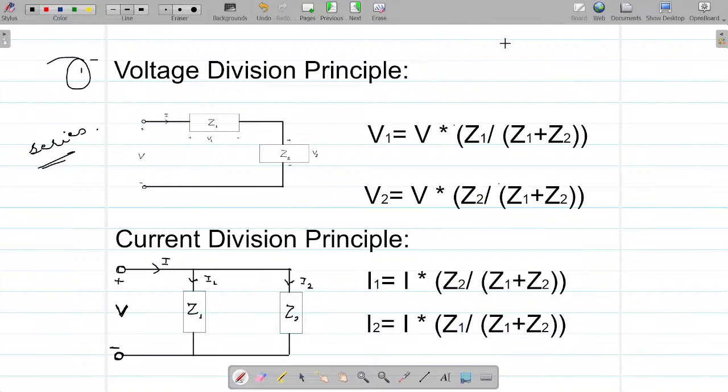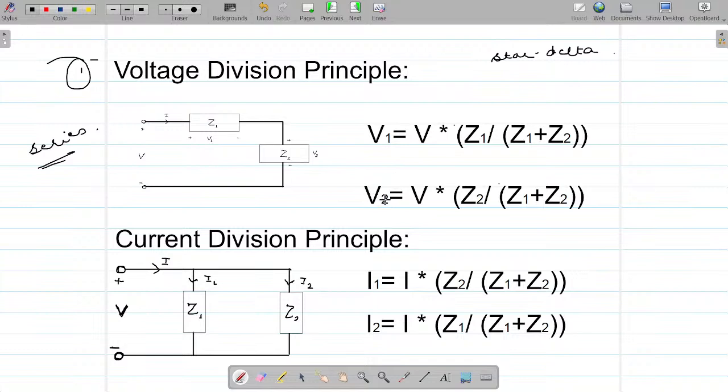We have done star delta in the last lecture. We know what a star configuration is and what a delta configuration is. We've also done series and parallel configurations, but we have not done them by name. Today we'll be doing the voltage division principle and the current division principle in series and parallel networks.